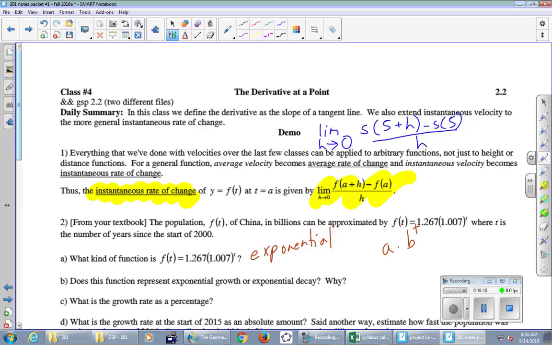Part B, does this function represent exponential growth or exponential decay? It's growth because, yeah, it's bigger than 1, that base, right? So it is growth because the base, which is 1.007, is greater than 1. So we are growing. Population of China is growing in this model.